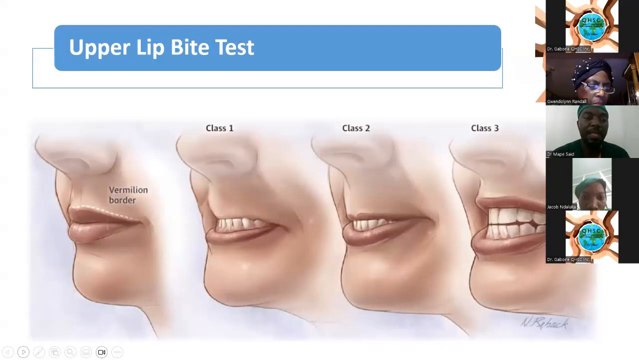Next is the upper lip bite test. In the upper lip bite test, you instruct the patient to bite his or her own upper lip. As you can see now, the class one patient is able to bite the upper lip. The class two patient has marginal, somewhat more difficult ability compared to class one. In class three, they're going to face a difficult situation, so I should be prepared. Next slide.